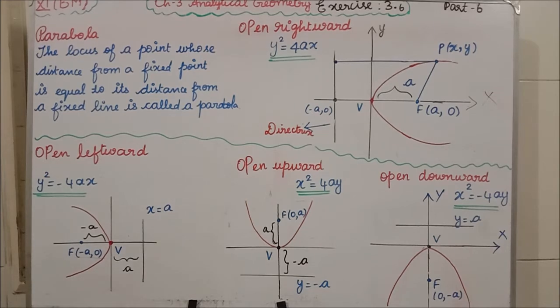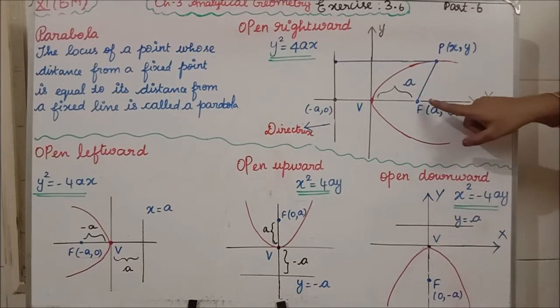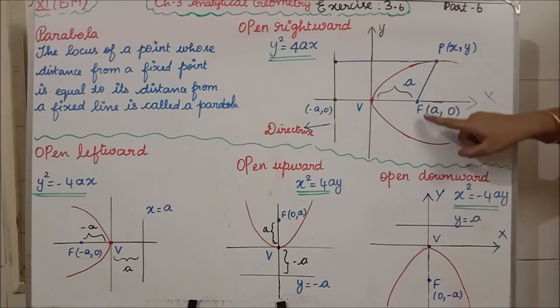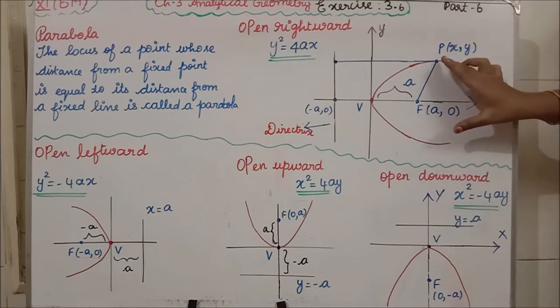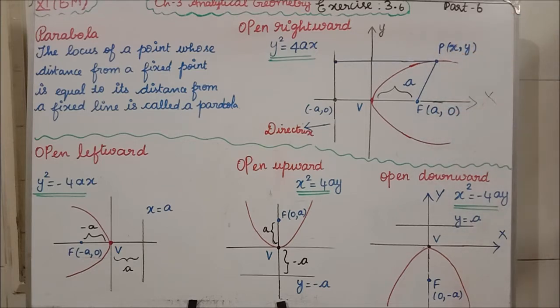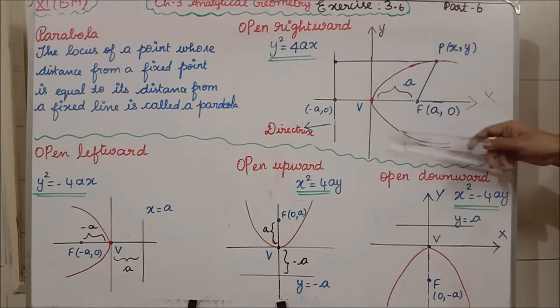Next we'll see about the latus rectum. Students, the latus rectum is the focal chord perpendicular to the axis of the parabola. Here the equation of the latus rectum is x equal to a. This is the latus rectum, and from here to here the length of the latus rectum is 4a. Clear? How much is the length of the latus rectum? Always 4a. For every parabola the length of the latus rectum is 4a only. Now if you see, this is the parabola open rightward.